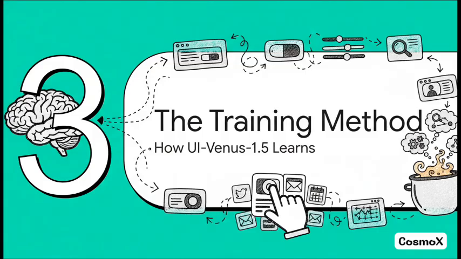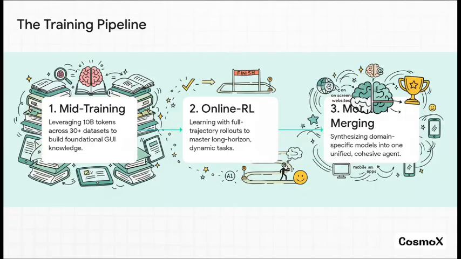Okay, so how on earth do you train an AI to do something so human? Well, the secret sauce here is this really clever three-part training process they came up with. It's what gives this AI such a deep, intuitive feel for how apps actually work. First up, mid-training. The model basically went to school. It studied this enormous library of 10 billion pieces of data from over 30 different app data sets. You can think of it like an AI intern that was forced to read every user manual and watch every tutorial on the planet to learn the basics.